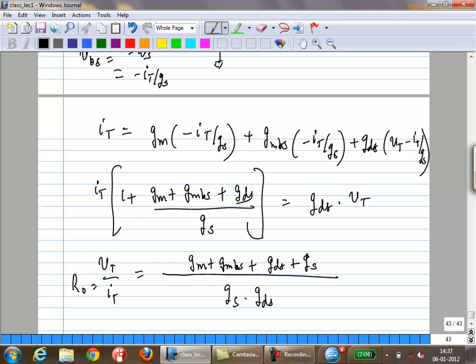Right? It's GM plus GMBS plus GDS plus GS over GS times GDS. So let's write this in terms of the RDS. Okay, now we want to start looking at the impedances. So we'll start making some, again we'll assume GM is large enough that we can neglect the other terms.